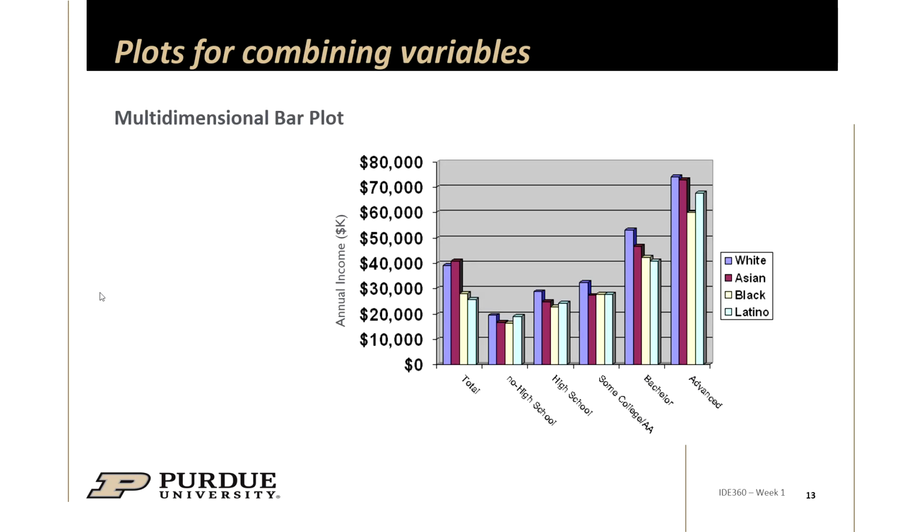Another way of combining variables is a multidimensional bar plot. For example, here we have again the educational level of a sample and annual income. In that relationship, you can still see the upward trend. But it also has an extra categorical dimension, which is ethnicity, right? So then within each group, it breaks down, and you can observe each color distribution and see how they differ from each other.